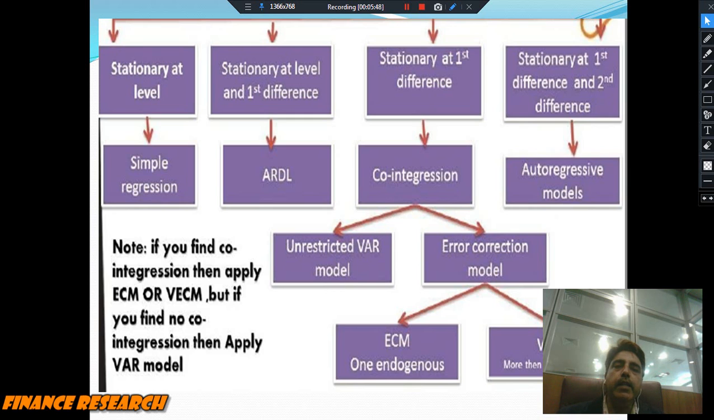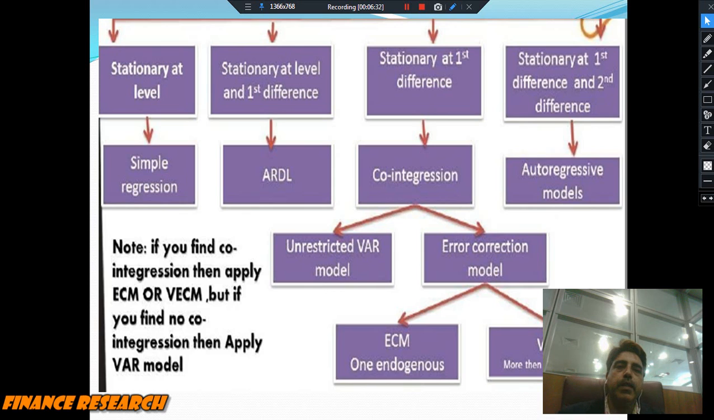And in the second case, if stationary at level and first difference, for example, a few residuals are found stationary at level, a few residuals are found non-stationary at level, and then you make them stationary at first difference, then what statistical tool are you going to apply? You will apply simply ARDL, the auto-regressive distributed lag. That is a model you are going to use in order to forecast the relationship amongst the variables or the residuals.